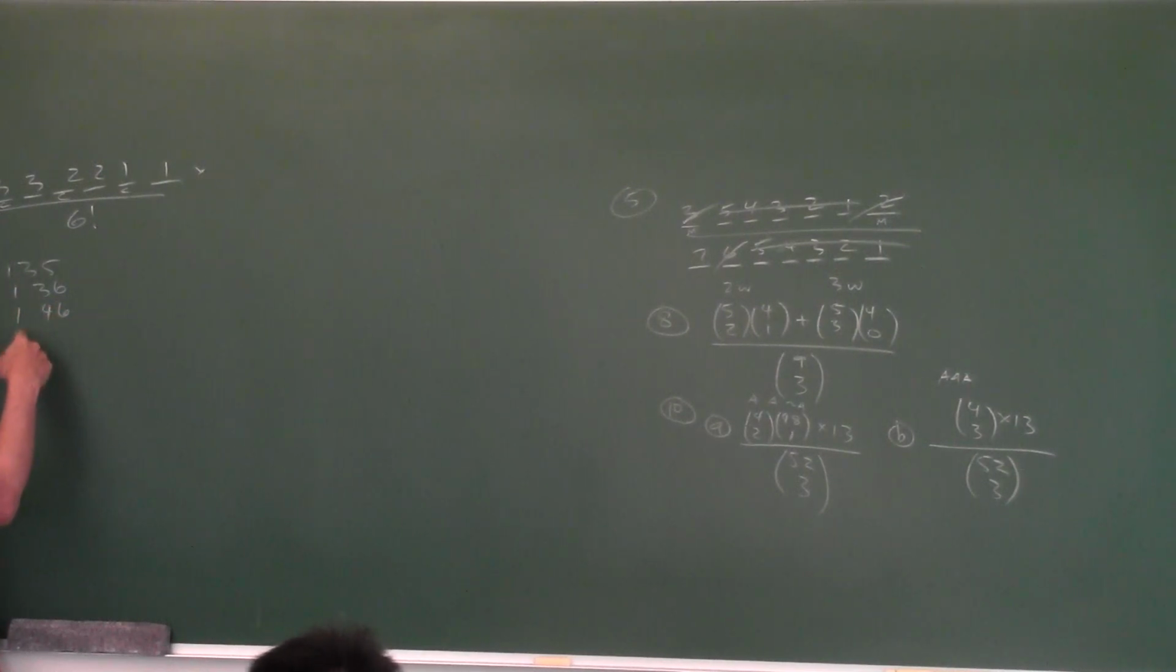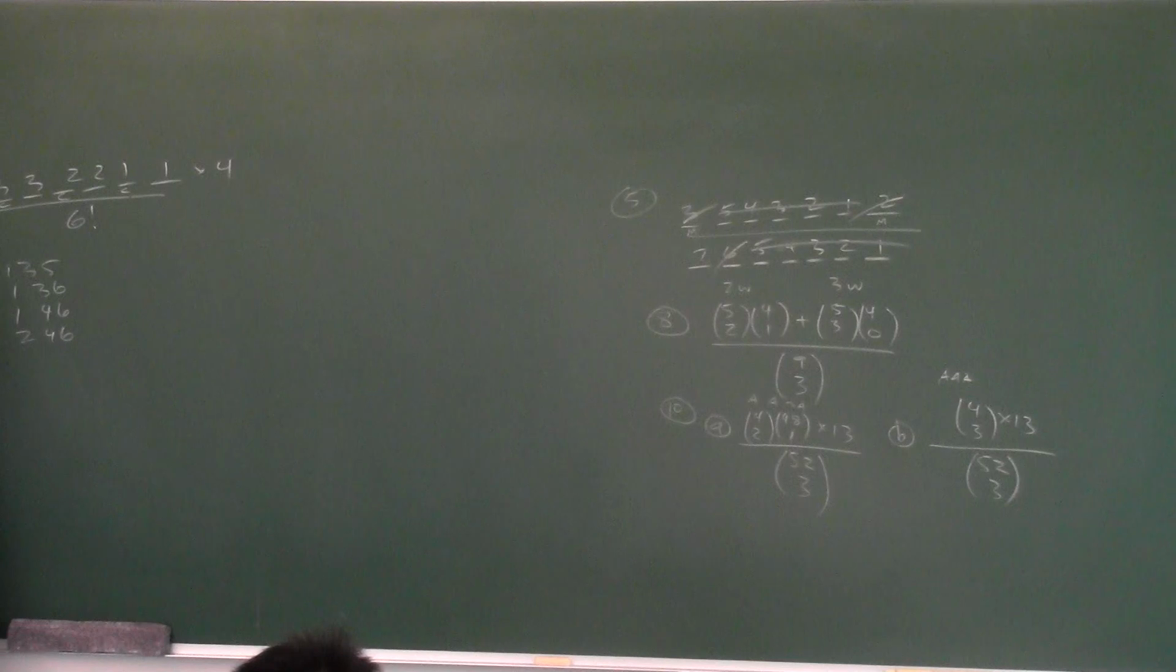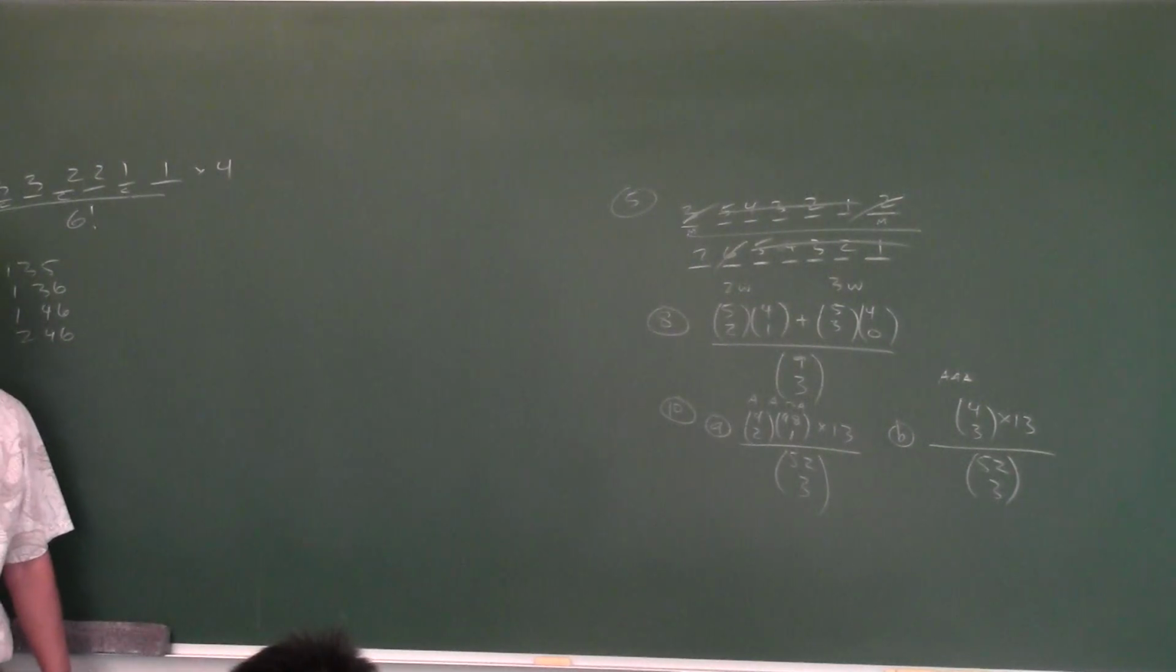Do it systematically. See, I do all the ones with 1. Now do all the ones with 2. 2, 4, 6. Is that it? Yes. And so times by 4. That 4 right there is probably worth 3 points tomorrow.